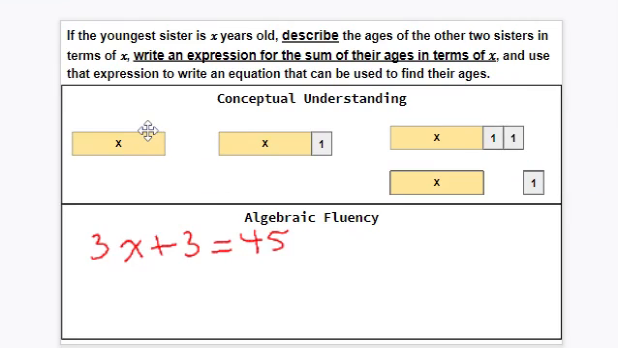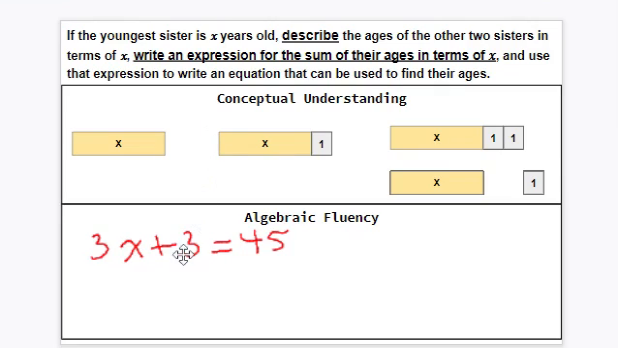So there we have it. Even though at the time we didn't know, we can still conceptually understand what their ages are if they're consecutive integers. So this is the youngest sister, this is the middle sister, she's 1 year older, and this is the oldest sister, she's 1 year older than the next sister and 2 years older than the youngest sister.